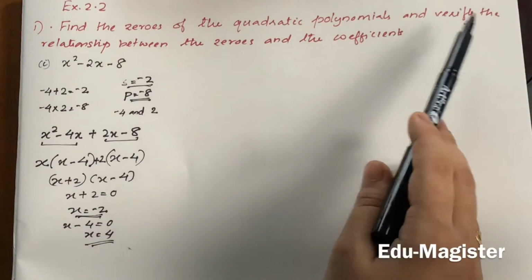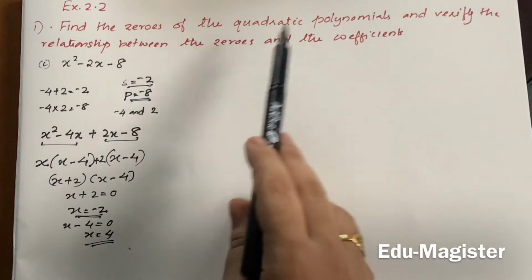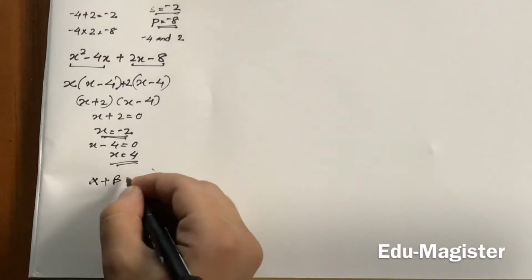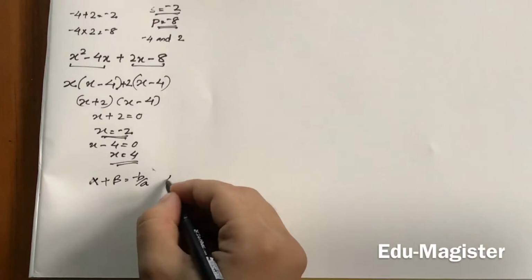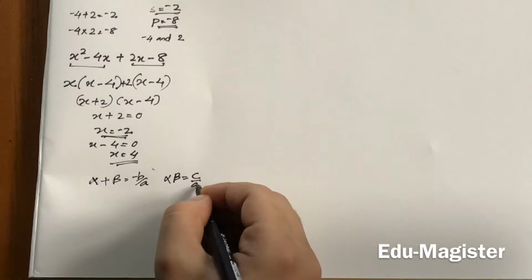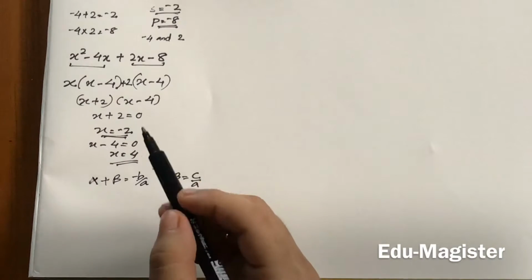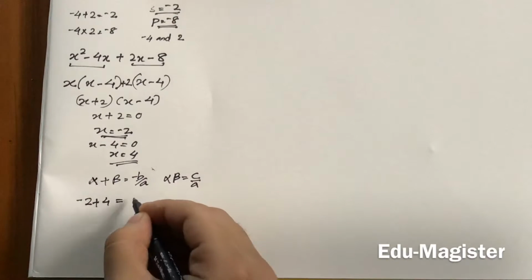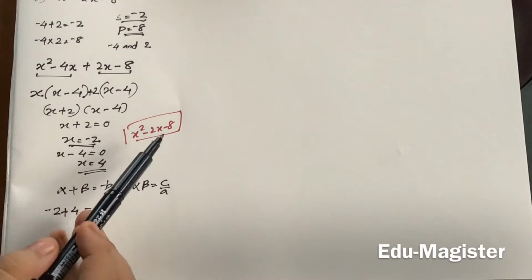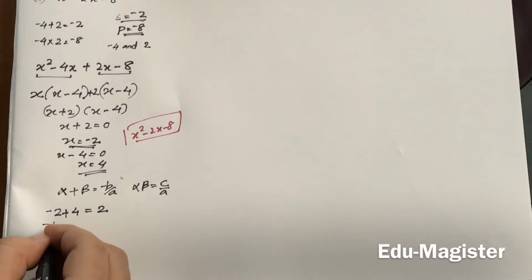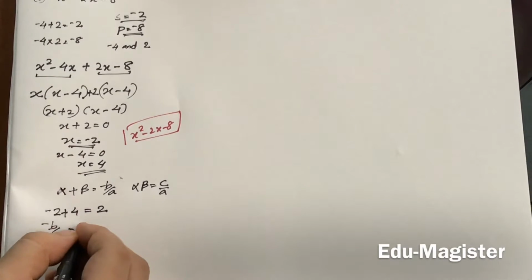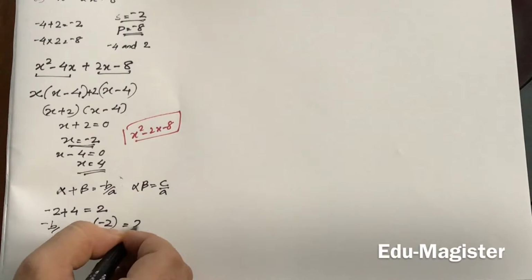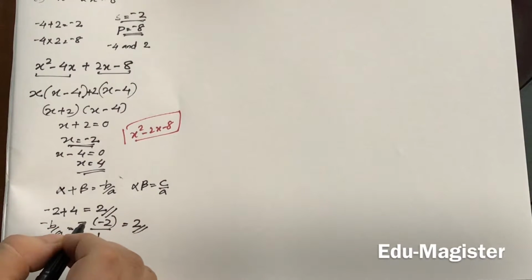The second part of the question is to verify the relationship between the zeros and the coefficients, right? We know that alpha plus beta is equal to minus b by a and alpha into beta is equal to c by a. This is what we have to verify. Now let's find the sum of the zeros in this case, that is minus 2 plus 4 is equal to 2. What is minus b by a? Negative of minus 2 by what is a? 1, which is equal to 2. It's same as what we have got.